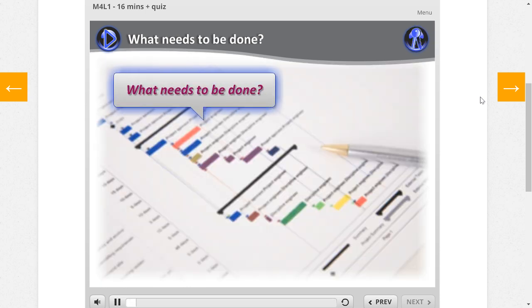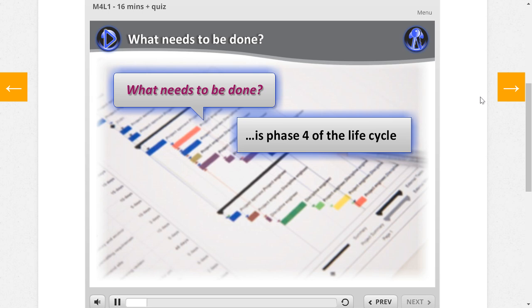What needs to be done is the next phase of the life cycle. This is where detailed project plans are drawn up for each of the identified improvements. Each project should be supported by a formal business case, which will identify the benefits of the improvement. This will help to get buy-in at the outset and allow its success to be measured on completion.